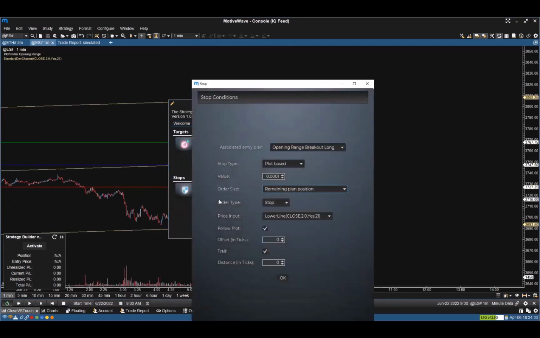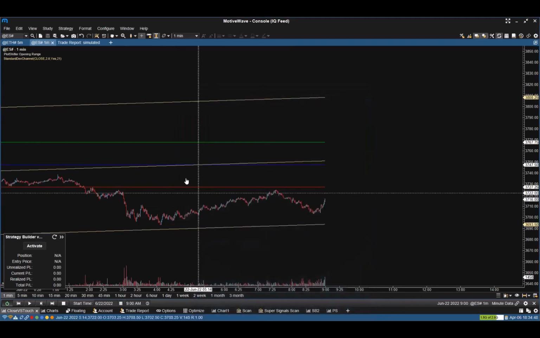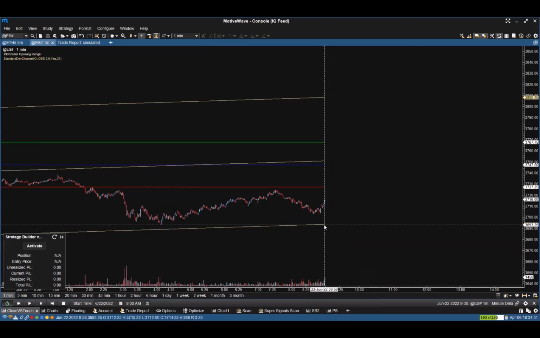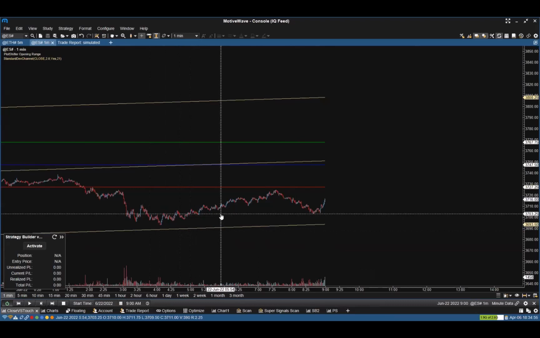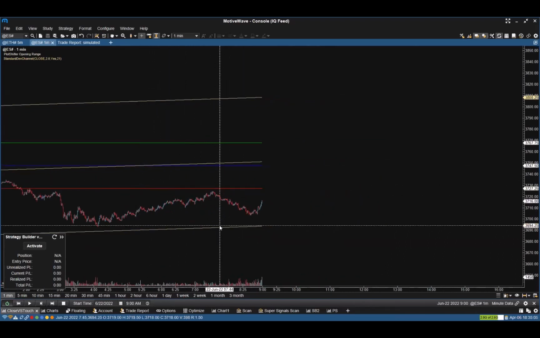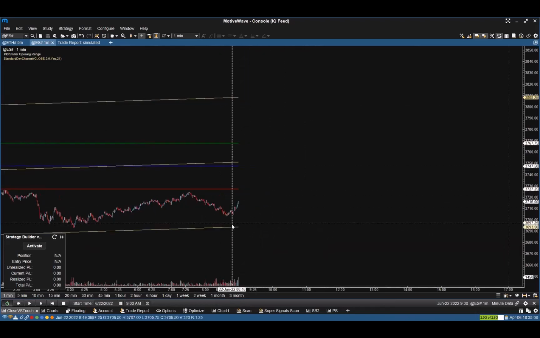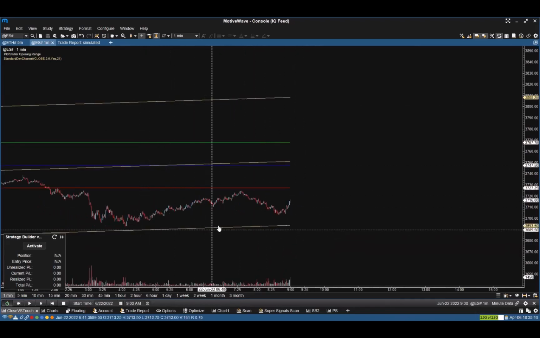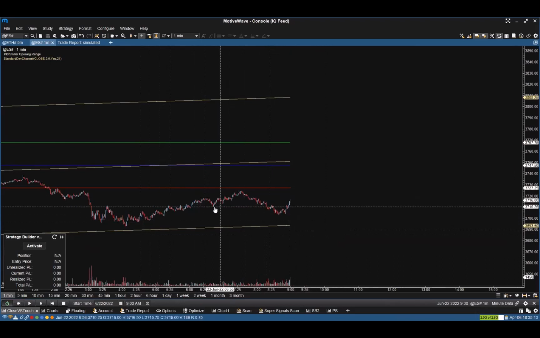So remaining plan position is the order size. It'll always close the rest of our trade. It's a stop loss order, and it's based on that lower line. And I've also enabled follow plot and trail, which means that when we get our breakout, it's going to set the hard stop loss down here. But as this line moves up, it's also going to follow that plot, and it'll only ever trail up. So it'll only ever tighten the stop loss. So we don't have to worry about getting a breakout, setting it way down here, and then that ends up doing us a disservice as price goes up but this stays static. No, the stop loss is going to follow. So we make sure we protect some gains.